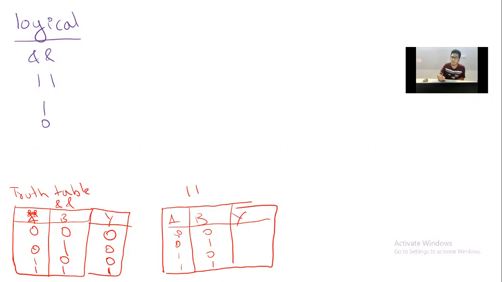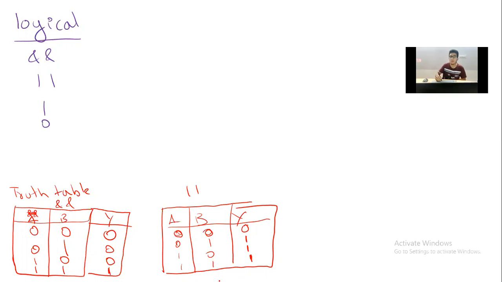You see here 0 or 0. Is any one of the inputs 1? No. If any one of them is 1, output is 1. But there, none of them are 1, so output is 0. Now here 0 and 1. Is any one of the inputs 1? Yes, your output will be 1. 1 and 0, is any one of the inputs 1? Yes, your output will be 1. 1 and 1, is any one of the inputs 1? Yes, both are 1, no problem. If any one of them is 1, your output will be 1. So this is the truth table for the OR operator. I hope this is clear for you.